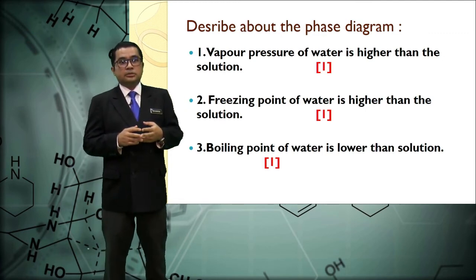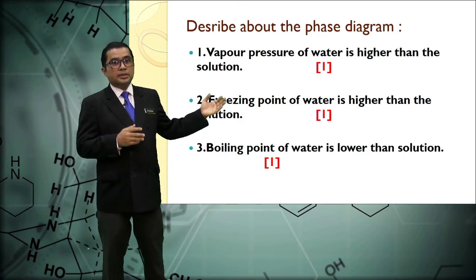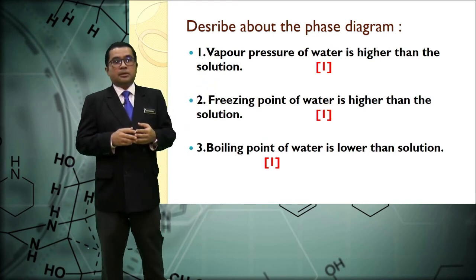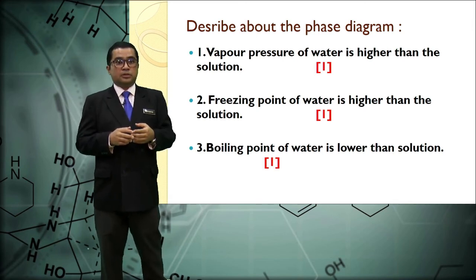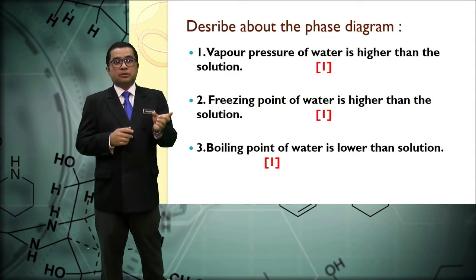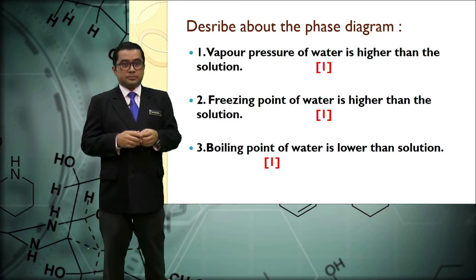The first one is you can say that the vapor pressure of water is higher than the solution. Or you can say that the vapor pressure of the solution is lower than the vapor pressure of water. Make sure you stress on the water or the solution. If you talk about water, you must say the vapor pressure of water is higher than the solution.